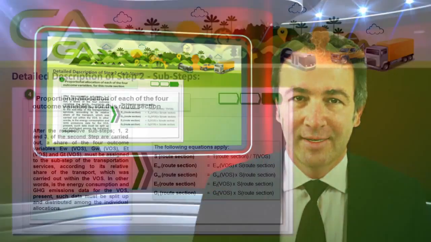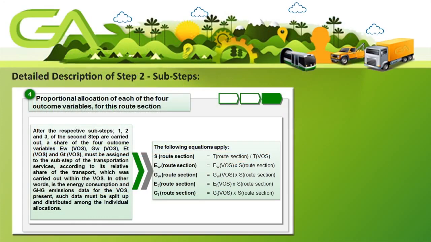This allocation is, in particular, done to ensure that the result variable proportions are relative to their shares of the transport carried out within a VOS transportation. Now we have the energy consumption data and the data of GHG emissions for the VOS, then we have this allocation to the individual programs. Let us therefore follow the terms.